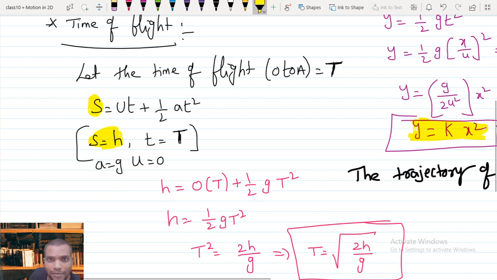The total time taken by the projectile to reach from the starting point to the ending point is known as time of flight. Here the time of flight depends purely upon the height at which we are releasing the projectile, and the acceleration due to gravity. t equal to square root of 2h upon g.